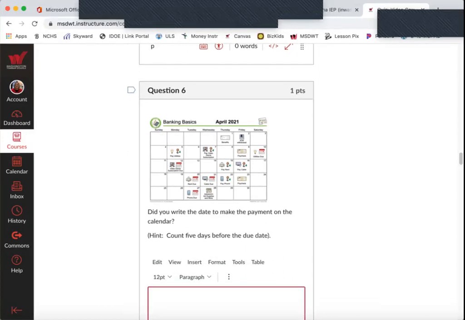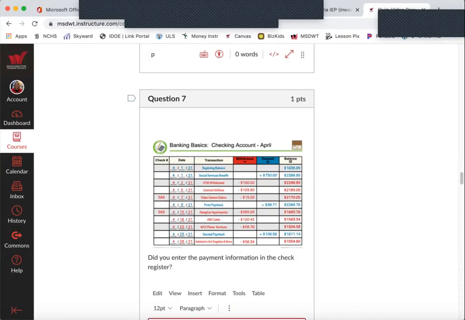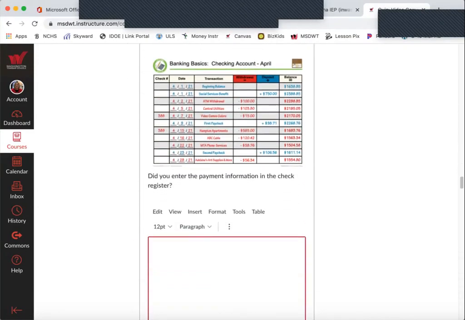Now, did you write the date to make the payment on the calendar? So we're going to count back 5 days. So 1, 2, 3, 4, 5. So April 7th, we need to pay the bill. So here we're going to write our check number. Since our last one was 387, our next check is going to be 388, April 7th, because that's when we're paying it, to Video Games Galore, $15, and subtract.